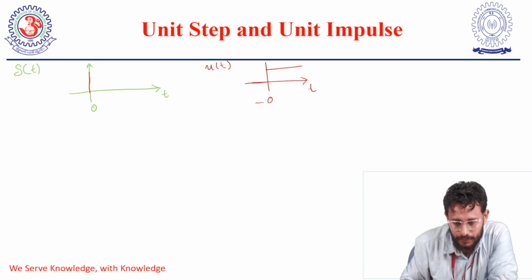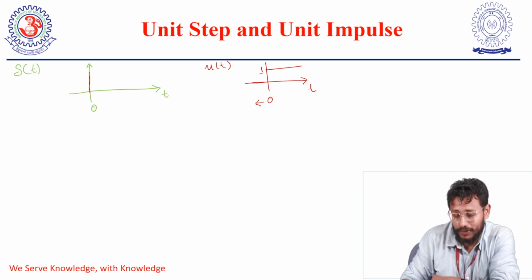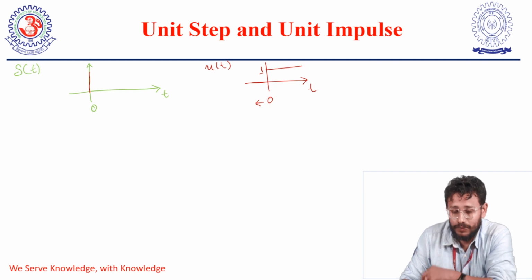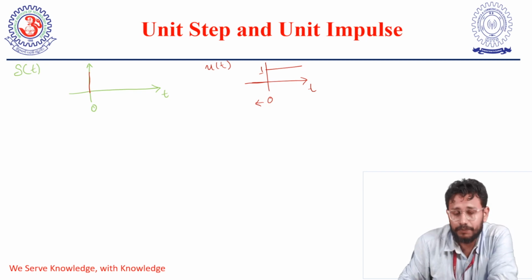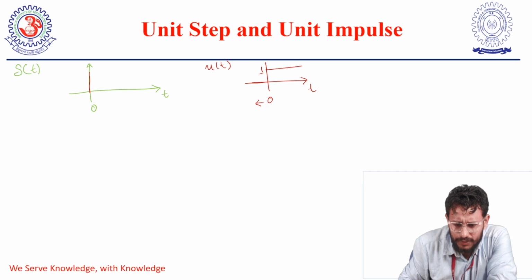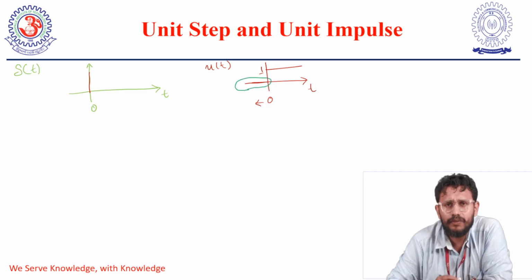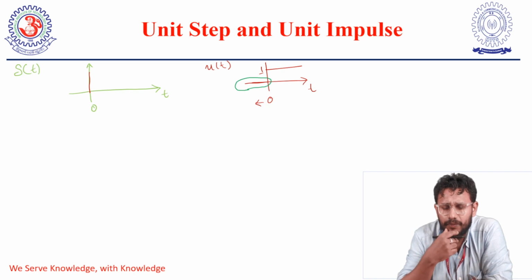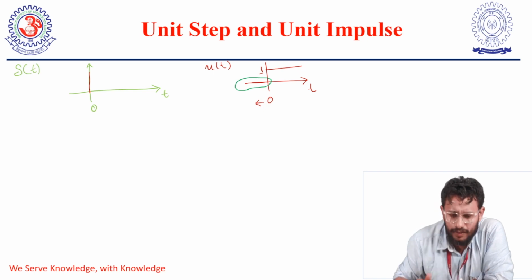Before 0, the amplitude is 0, and after 0, the amplitude is 1. And at 0 too, it is 1. So for t greater than or equal to 0, the amplitude is 1 for a unit step signal. Now, just notice what happens here. Say this particular segment before 0, the amplitude is 0. And what can we say about the derivative? The derivative too must be 0 there. And how about the case beyond 0, more than 0?